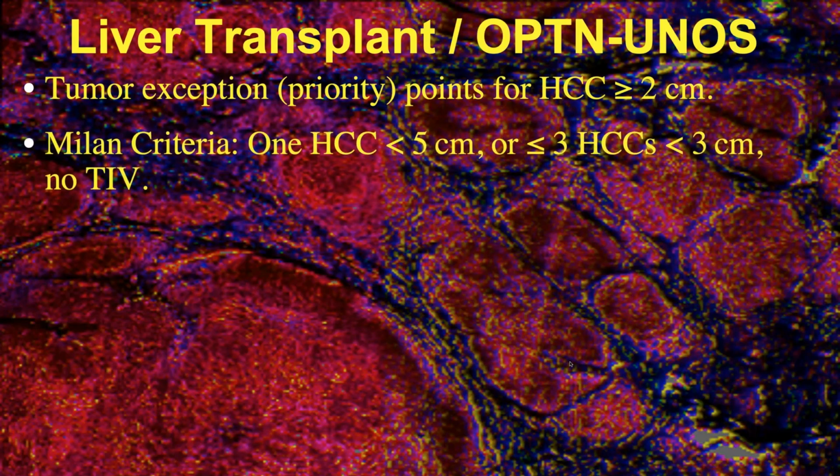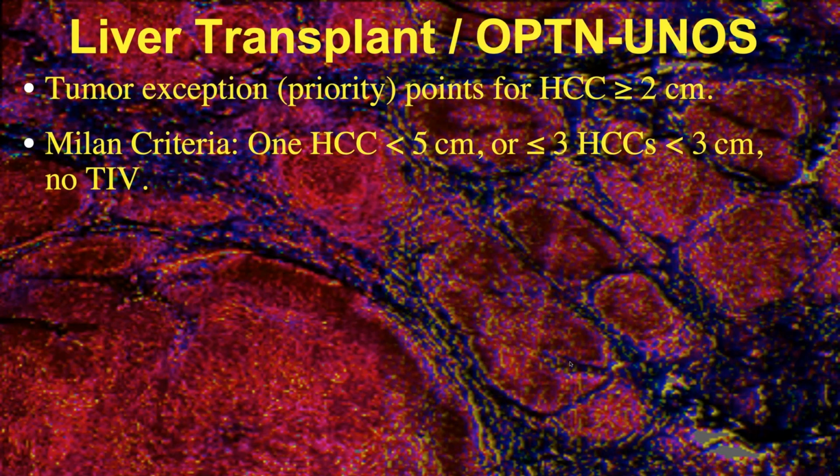But then there's the Milan criteria. So it would be too much of something. I wouldn't want to say too much of a good thing, but too much of what would get them the priority may push them too far so they can't qualify for transplant. So they're within Milan criteria if they have 1 hepatocellular cancer less than 5 centimeters, or 3 or less, all of which are less than 3 centimeters, and no macroscopic tumor in the vein.